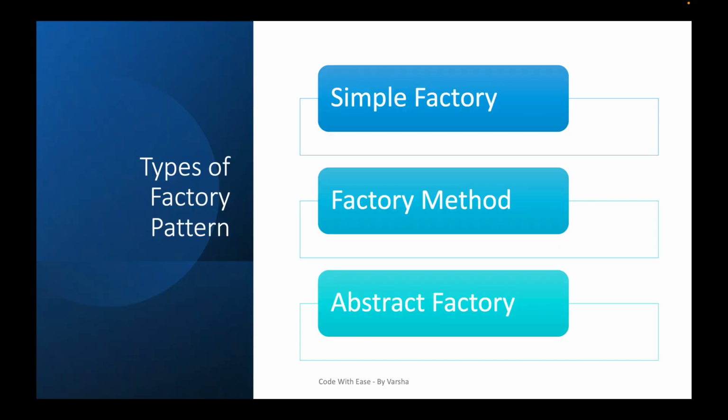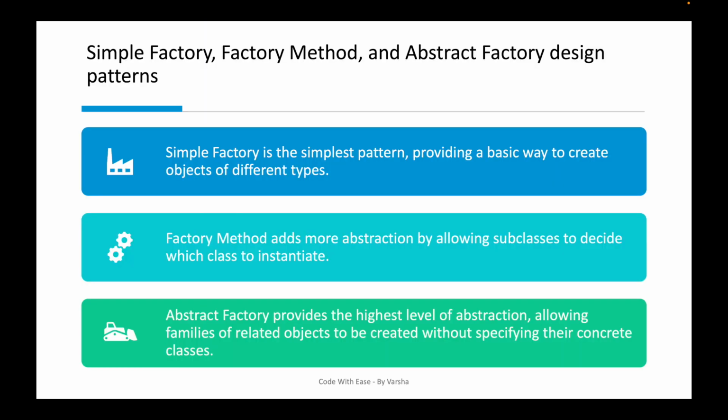Next, what are the types? Like we mentioned, we have just now discussed the optimized code using simple factory. There are two other types, factory method and abstract factory, which are going to increase the levels of abstraction. So what are those? Simple factory is a basic way of creating the objects, like we have just seen, by introducing one factory class in between.